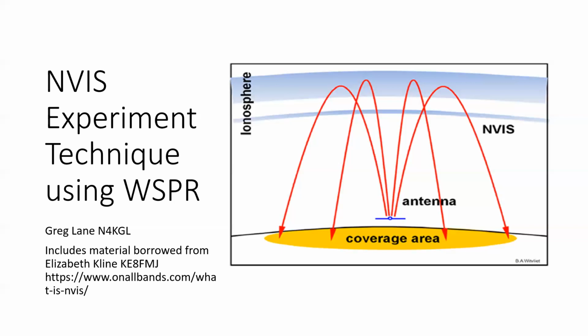It involves HF signals and the ionosphere, and it's a way to cover shorter distances than most of the higher bands cover, and we'll get into those details. I'm including some material I borrowed from Elizabeth Klein, KE8FMJ. She had done a talk or a little article for On All Bands. That's sponsored by DX Engineering.